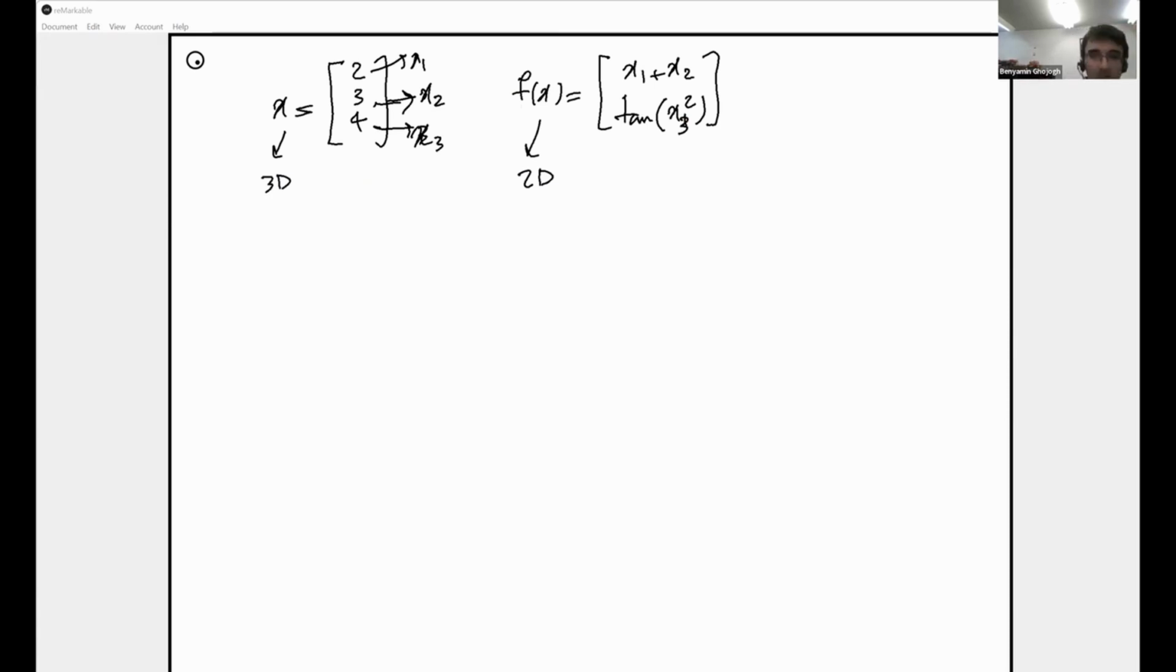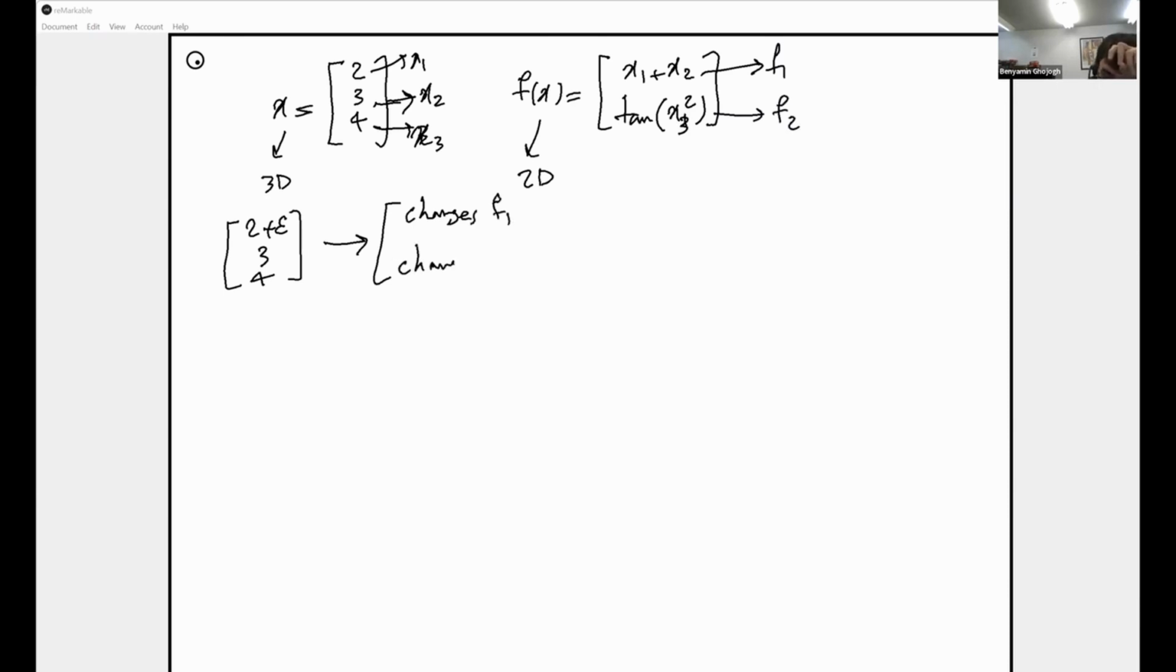What's the dimensionality of the derivative? So the dimensionality of function is 2. The dimensionality of input is 3. Now let's see. First, I change the first element. It changes. Let's call it f1. The second element f2. It changes f1. It also changes f2. It might change. The change might be 0. For this case, the change is 0. But in the general case, it might change, right?